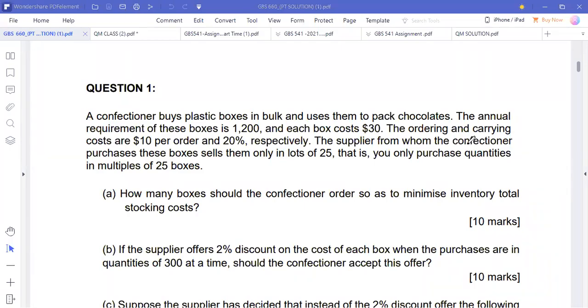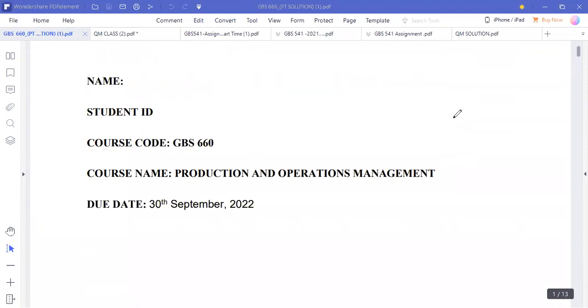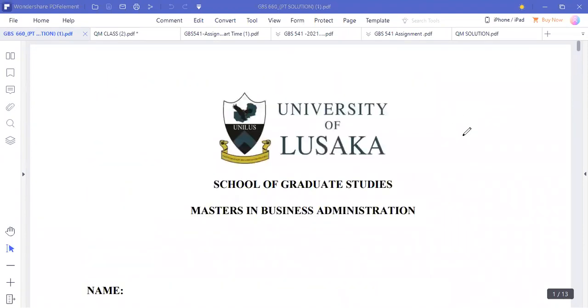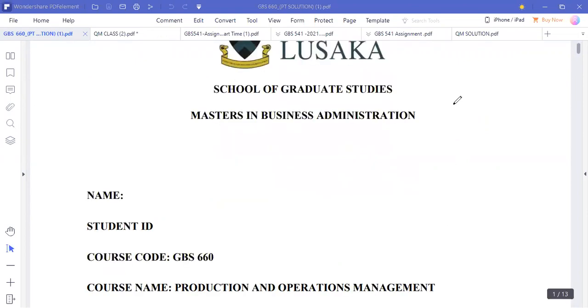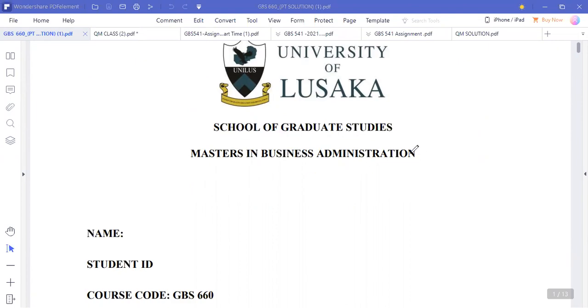Okay, so we are now looking at the assignment, and we'll start with question 1. This assignment had 2 questions. Here's question 1, which was on inventory management, and then question 2 was on forecasting and forecasting techniques.